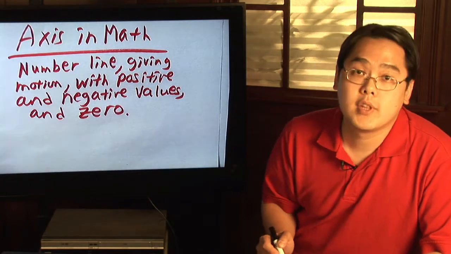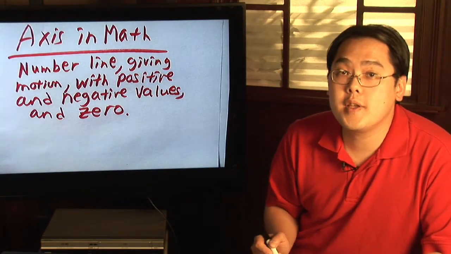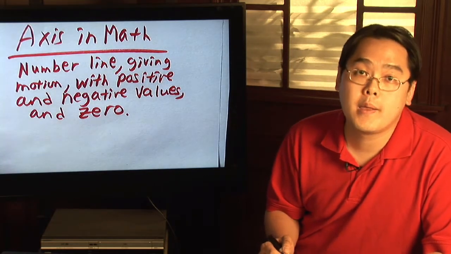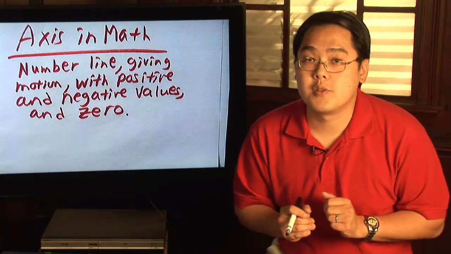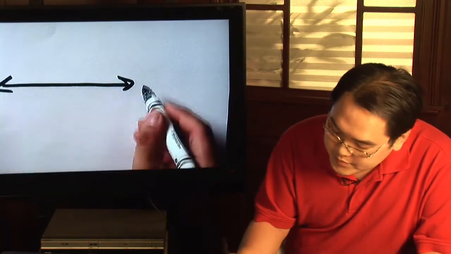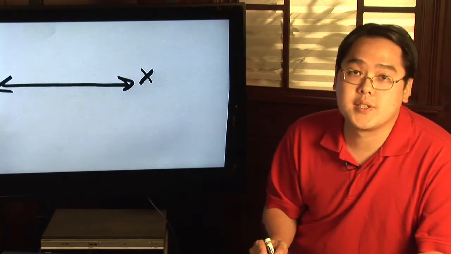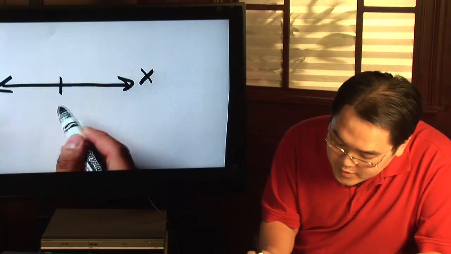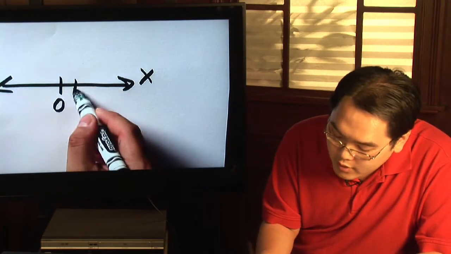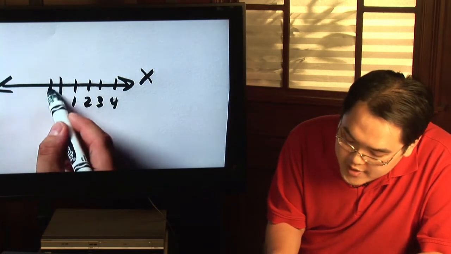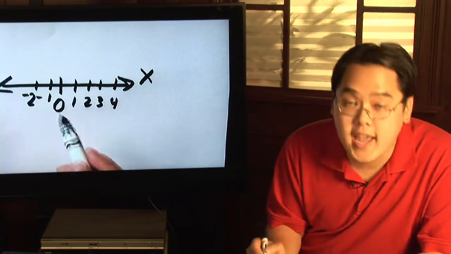It's actually a number line, which indicates motion with positive and negative numbers and the number 0. Now, here are some examples. Let's talk about the x-axis. The x-axis is a horizontal axis. It gives you motions that deal with right or left. The middle is 0, and over here are positive numbers like 1, 2, 3, and 4, and over here negative numbers, -1, -2, and so on.